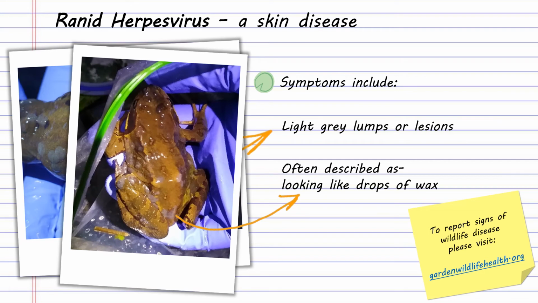Here we see another variation of this, with some of the lumps joined together. They look a bit more waxy here, and also a little more purpley than grey. If you do see frogs like this in your garden, you can take photos and report any sightings to Garden Wildlife Health, which is shown on the post-it note there.